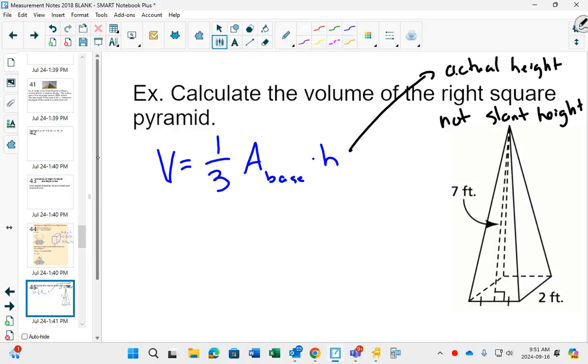So in this question, you're going to be very tempted just to write, oh, there's 7, looks like the height, just plug it in. But is that 7 the actual height, or is that 7 the slant height? You have to look at the diagram carefully. Here, that 7 is the slant height.